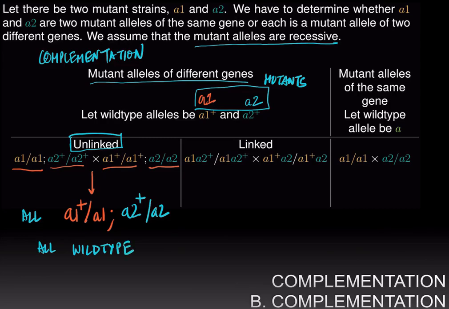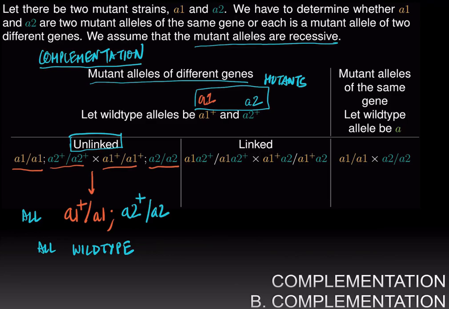So what we've done is we have taken two strains, two individuals who had a mutant phenotype, and crossed them, and instead of getting mutant progeny, we are getting wild type progeny. And that's why these two genes are said to compensate for each other's defects, or in other words, they are said to complement each other.